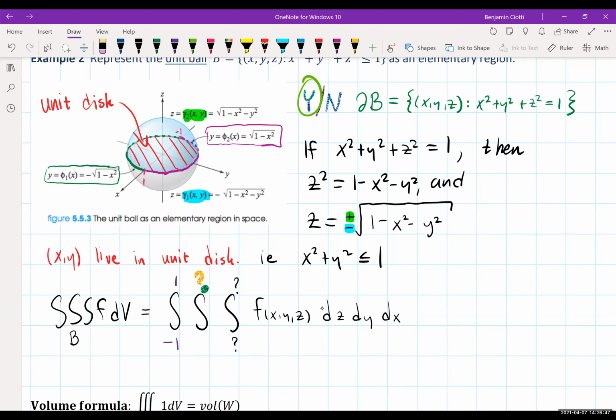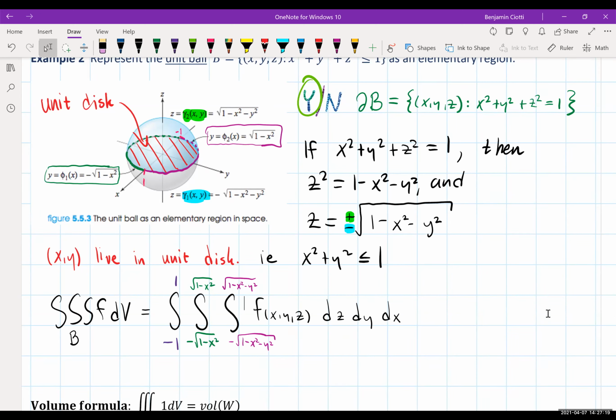Oh, nice, Nicholas. Yeah, that would be negative square root of 1 minus x squared to positive square root of 1 minus x squared. And then finally, the new ones are negative square root of 1 minus x squared minus y squared and positive square root of all that. Cool. Okay, great.